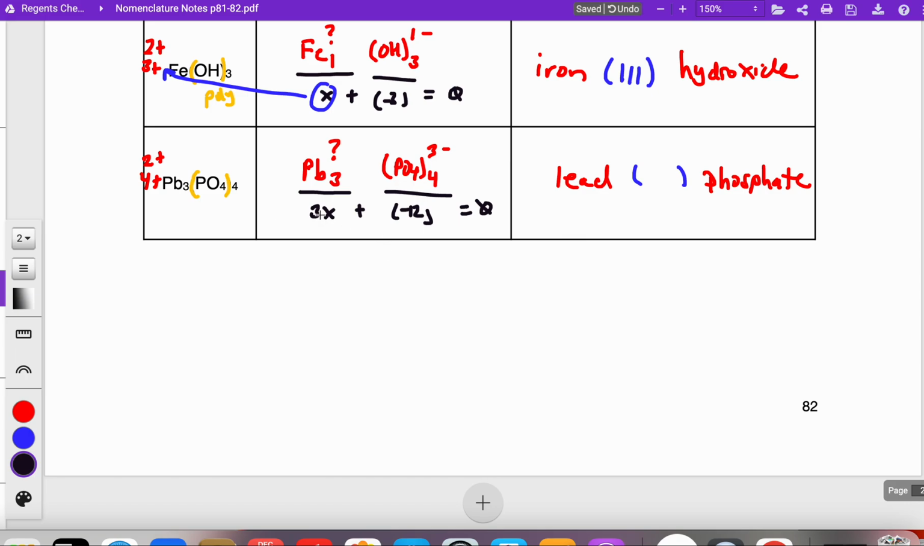So solve for x, right? So x would equal +12 divided by 3. So in this case, our unknown, or what we're solving for, the best choice here is +4. And that equals the value of our Roman numeral. So this would be lead 4 phosphate.